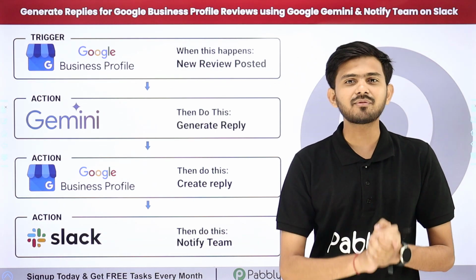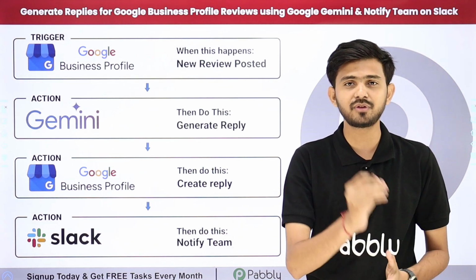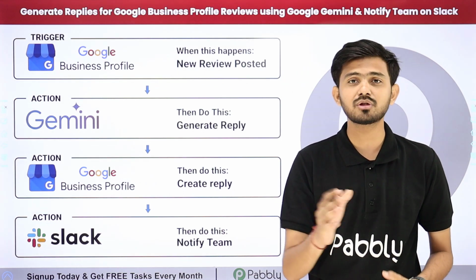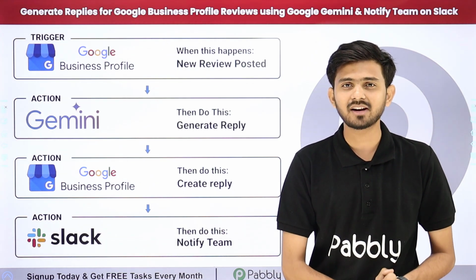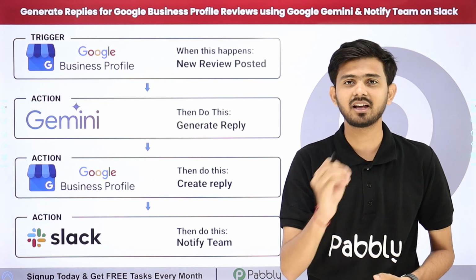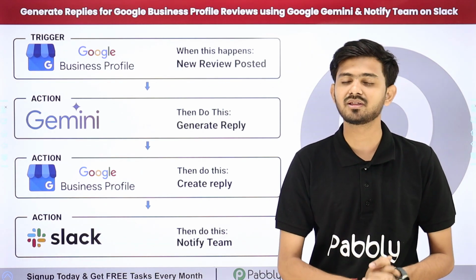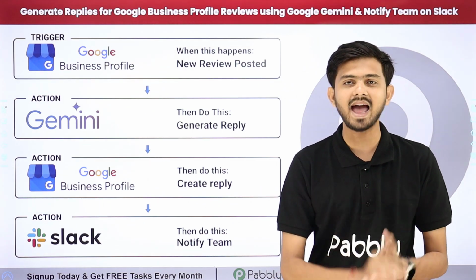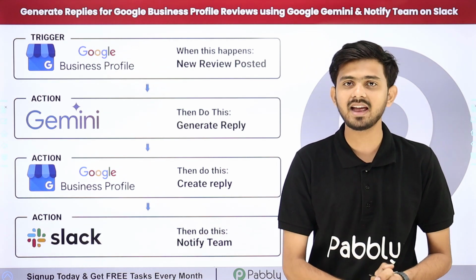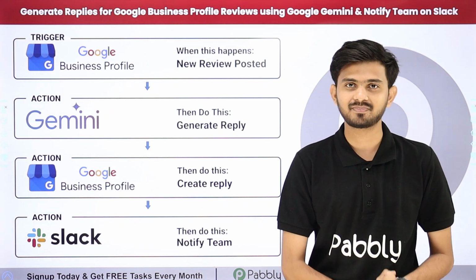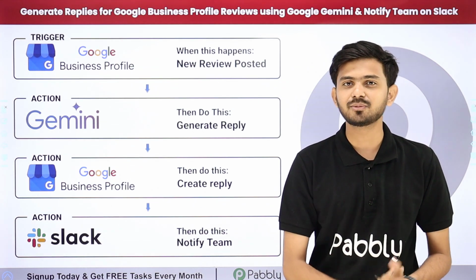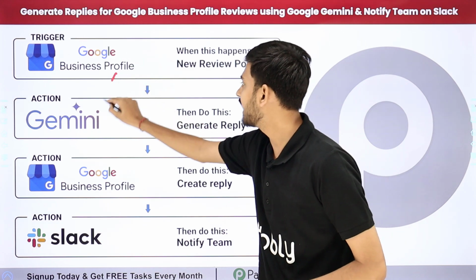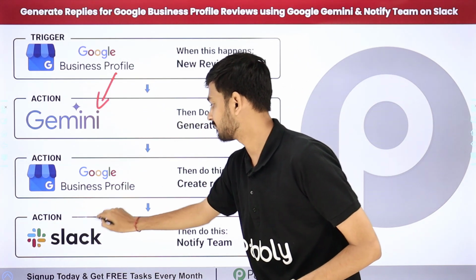Profile. So here for generating the reply for my business reviews, I'm going to use Google Gemini, and after generating that reply, I'm going to automatically create that reply for that review in Google Business Profile. And as I create that reply, I'm going to notify my team on Slack by sending all the details of the reply or the review to my team. So for my objective, I need to build a connection between Google Business Profile, Google Gemini and Slack.